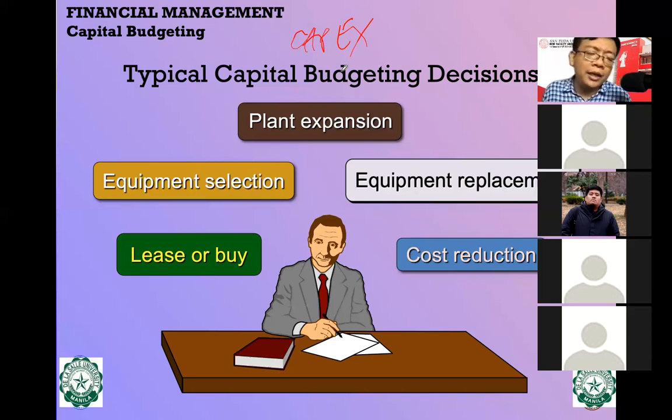But now, ano pa yung mga ibang way in terms of capital budgeting? It is more on plant expansion. In our last meeting, we focused more on the sale of equipment, when you purchase equipment, equipment selection, equipment replacement, lease or buy, and also cost reduction. Ito yung mga sample ng ating tinatawag na capital budgeting: plant expansion, equipment replacement, lease or buy, and cost reduction.